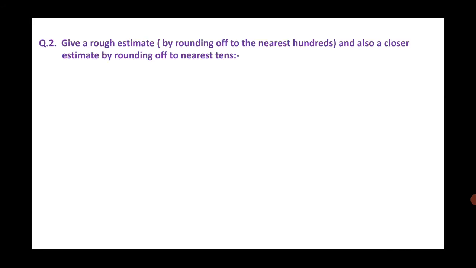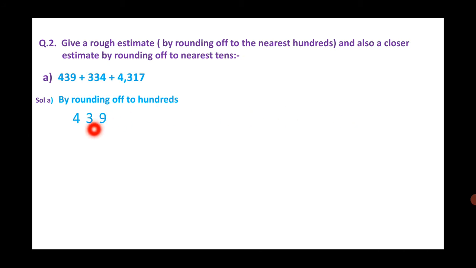Now, dear children, see question number 2. We have to give a rough estimate by rounding off to the nearest 100 and also a closer estimate by rounding off to the nearest tens. Just see A, we have these 3 numbers. Rounding off to the nearest 100, for 439 in the 100th place we have 4. To the right of 4 I have 3, and 3 is again smaller than 5. So my 4 will remain 4 and the rest of the digits will become 0.